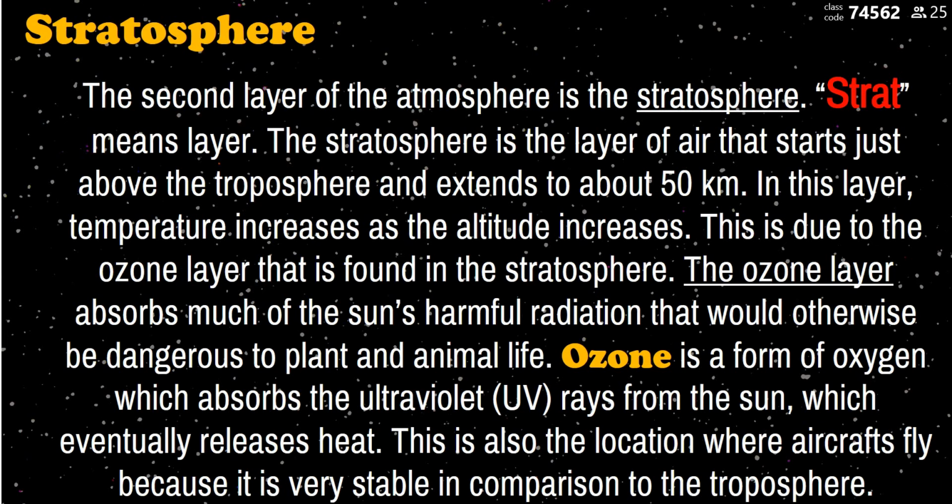stratosphere. The ozone layer absorbs much of the sun's harmful radiation that would otherwise be dangerous to plant and animal life. Ozone is a form of oxygen which absorbs the ultraviolet or UV rays from the sun, which eventually releases heat. This is also the location where aircraft fly because it is very stable in comparison to troposphere.